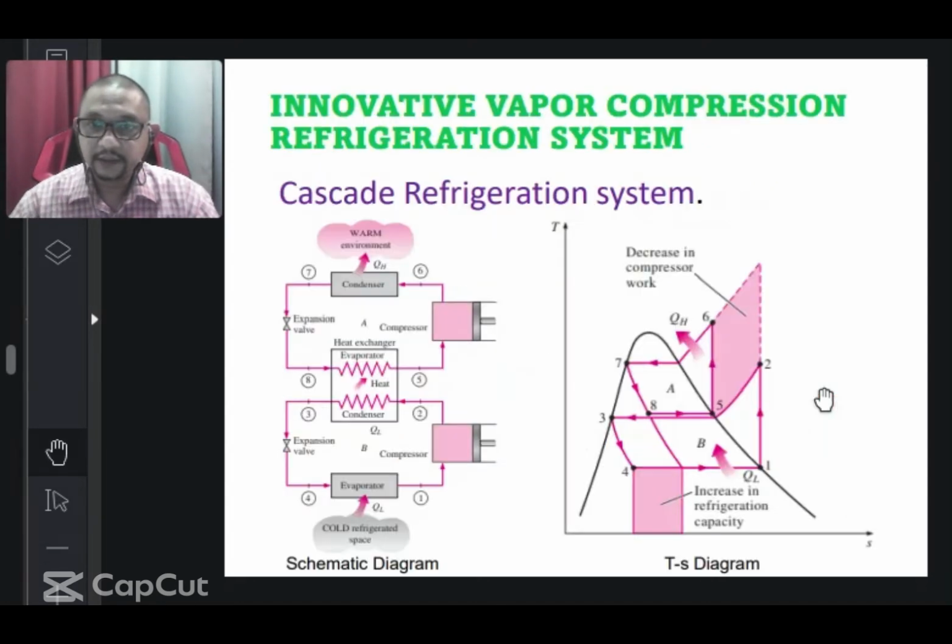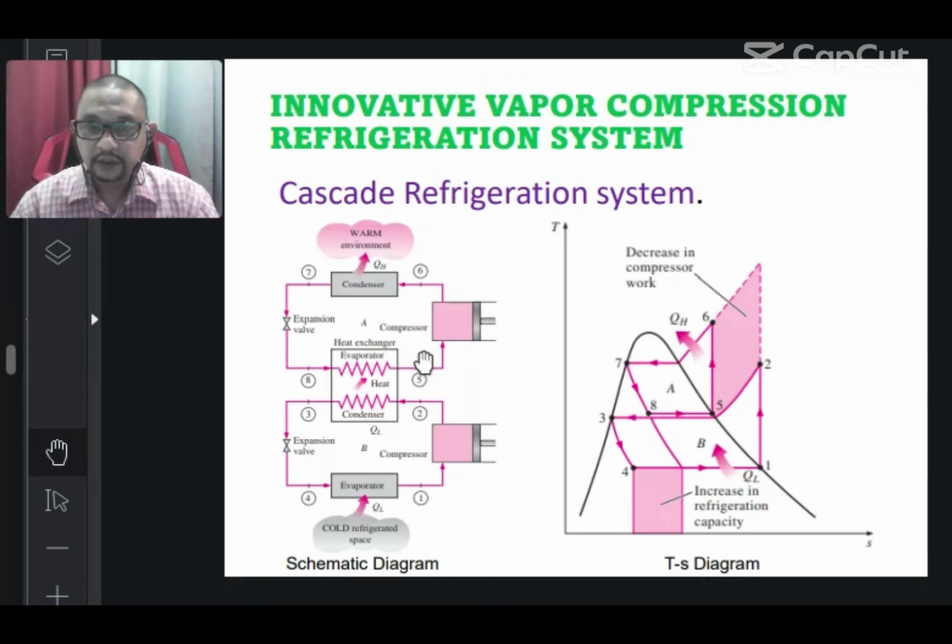So here it has cycle A and cycle B. This is the schematic diagram for the cascade refrigeration system, where in the middle there is a heat exchanger. Cycle B considers it as the condenser, and cycle A considers it as an evaporator.